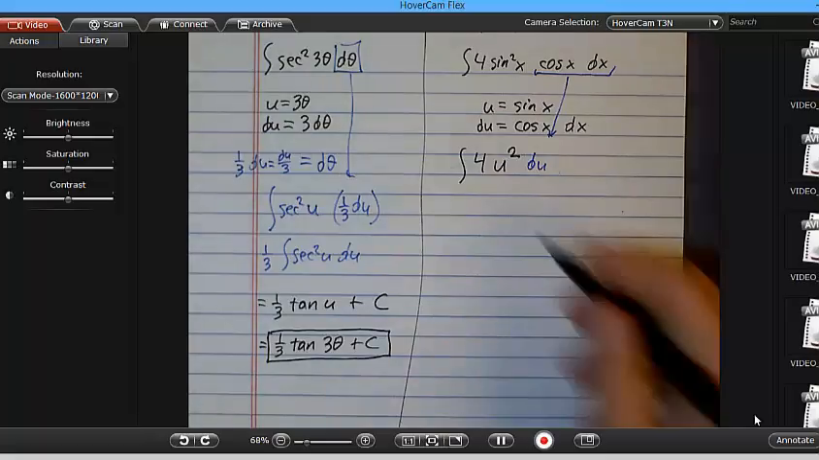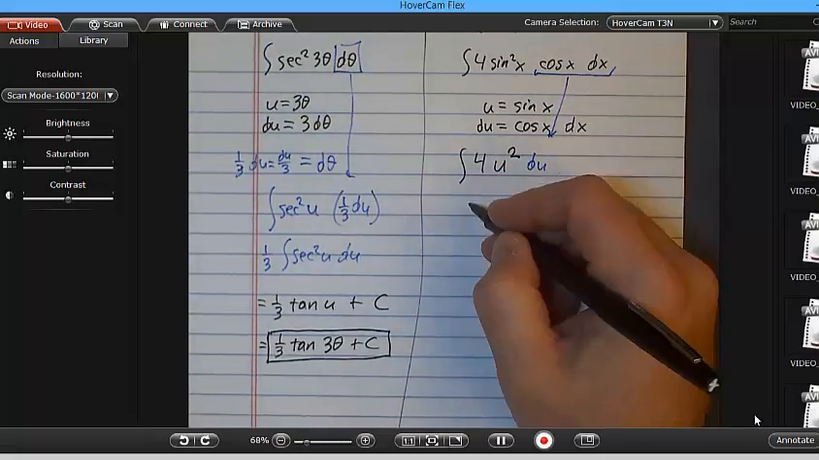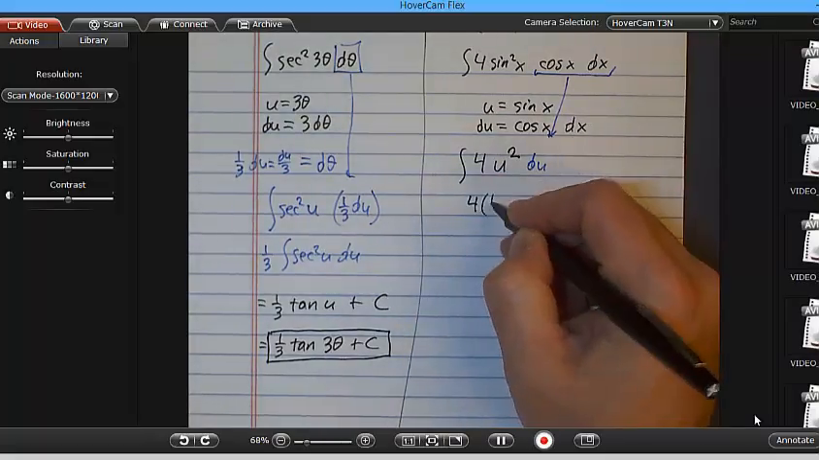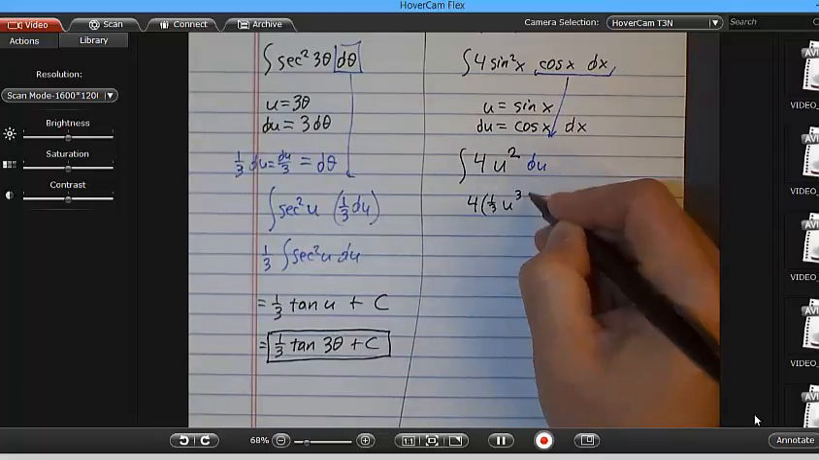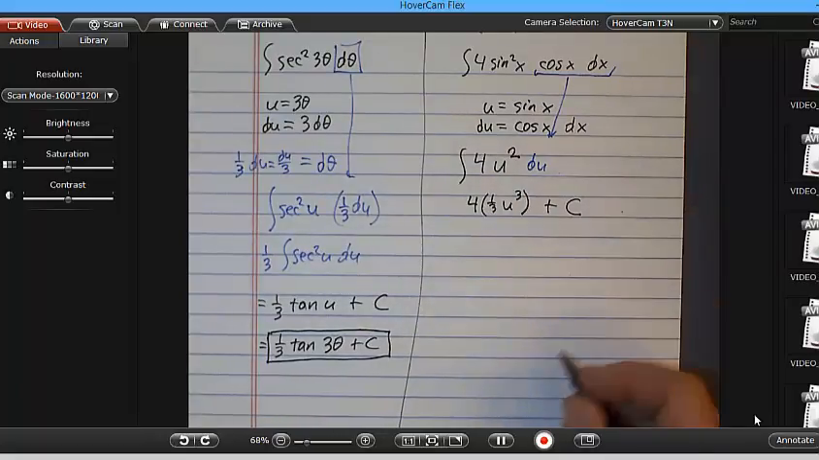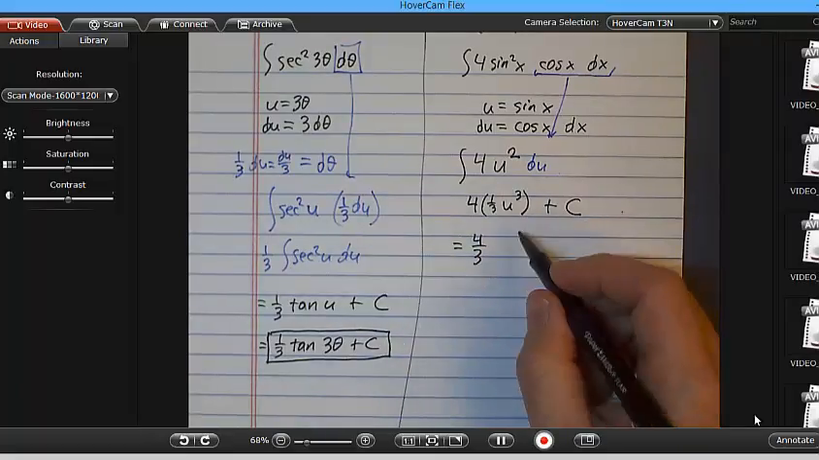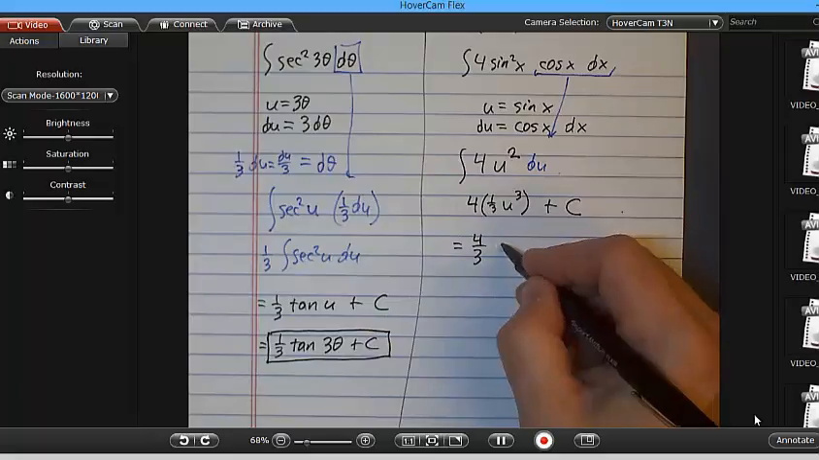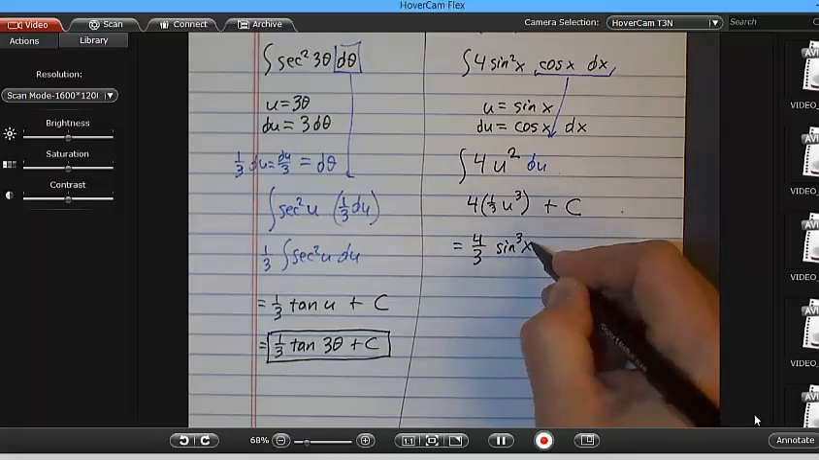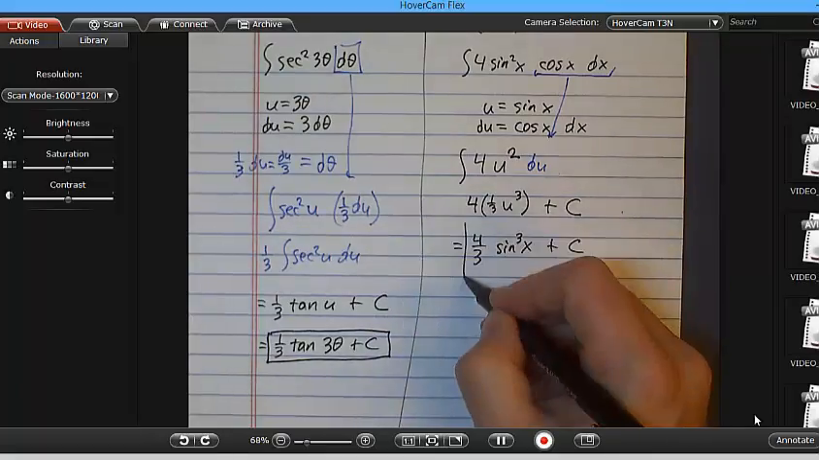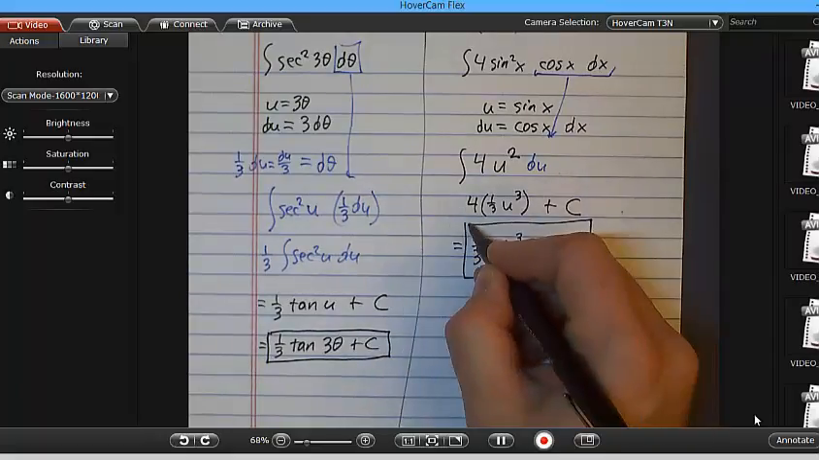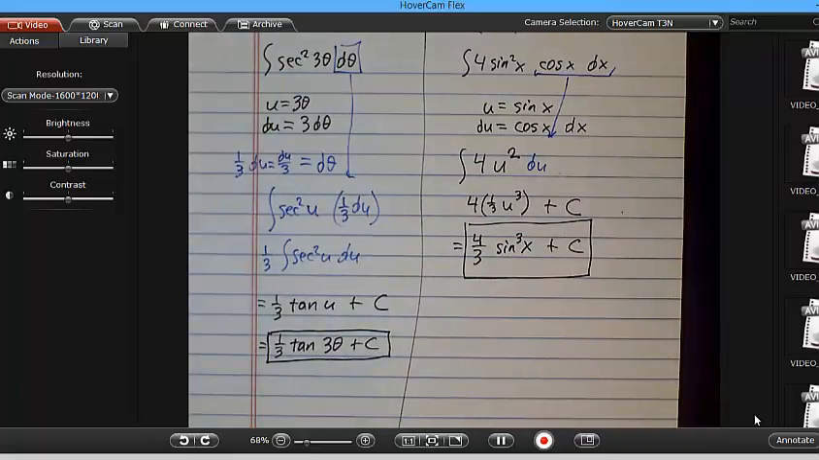So anyways, let me do this antiderivative. I get, well, 4 times 1/3 u cubed plus c. And so my final answer would be 4/3. How would I write u cubed? I'd write it as sine cubed of x plus c. That's okay?